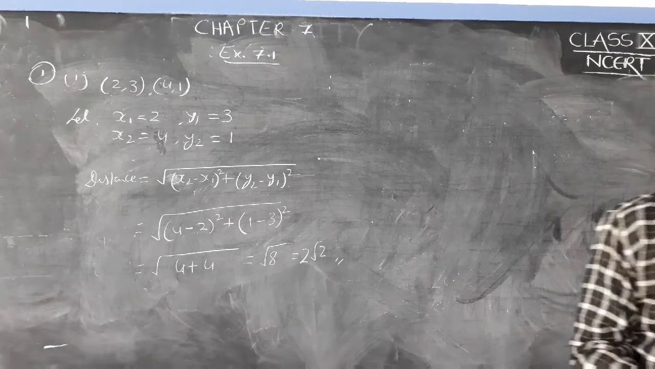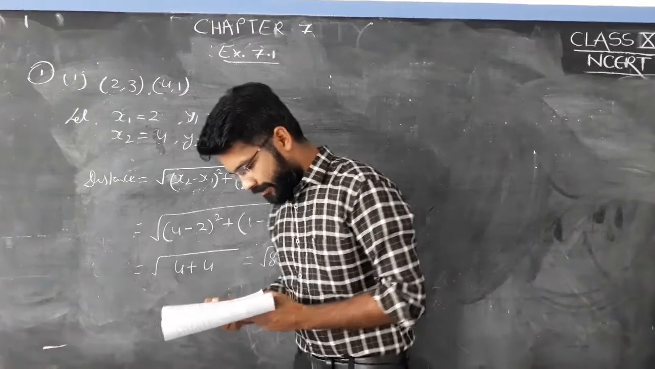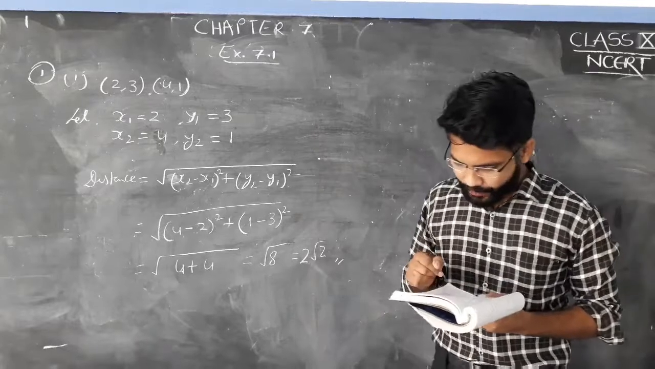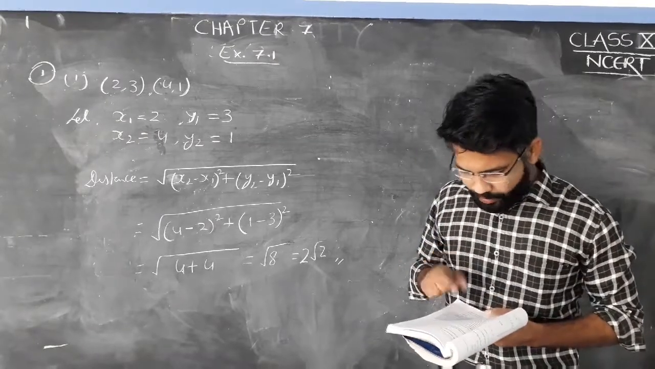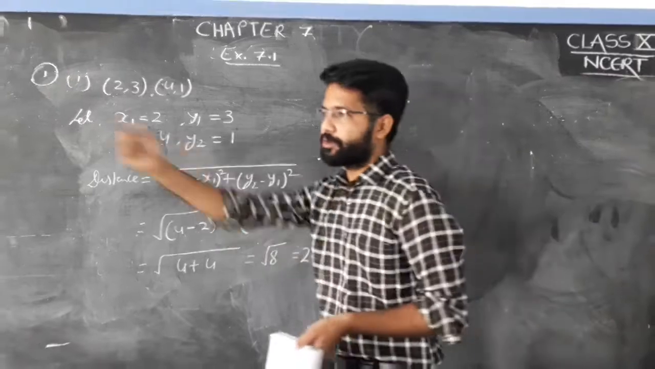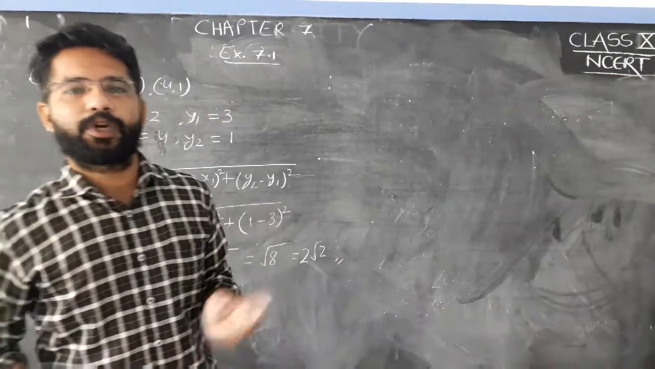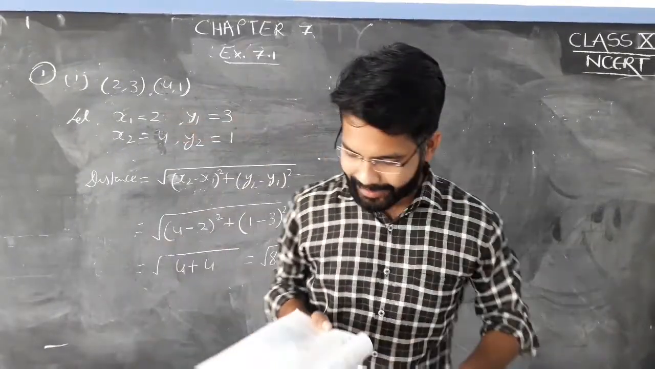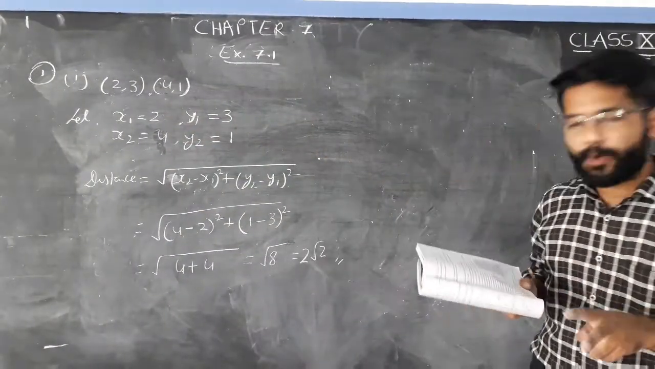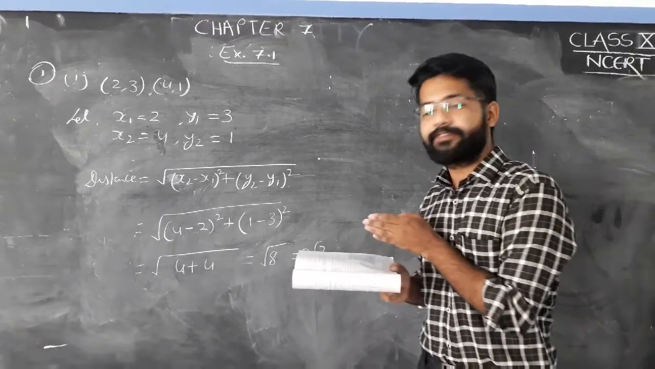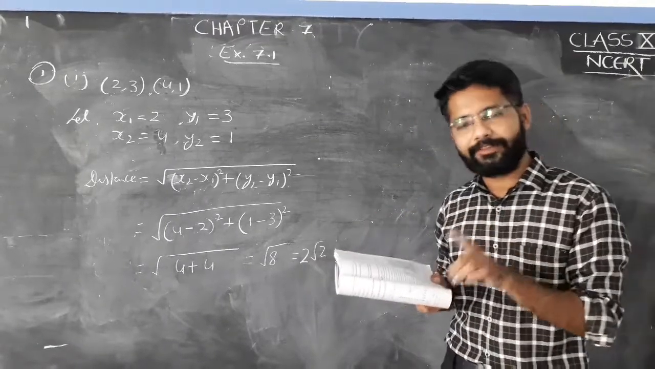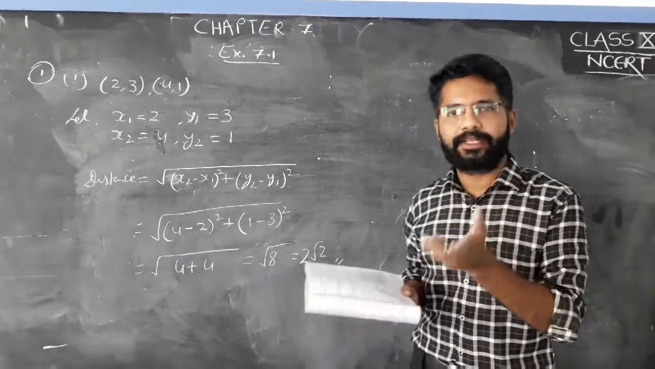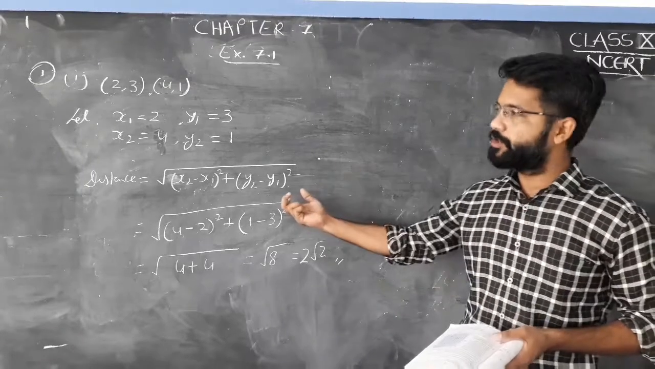Second question. Please use your textbook. The second question is: find the distance between the point 0, 0 and 36, 15. Can you now find the distance between the two towns A and B discussed in section 7.1? Please go through section 7.1 given in your NCERT textbook. So x1 will be 0, y1 will be 0, x2 is 36 and y2 is 15, and you have to find the distance between A and B. The same formula you have to use.